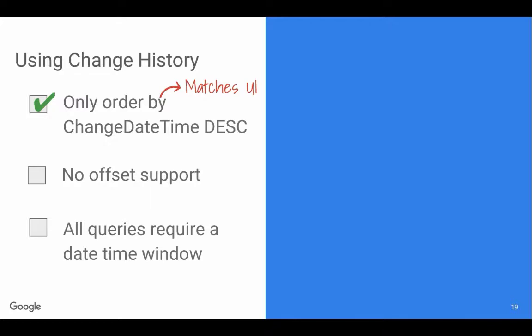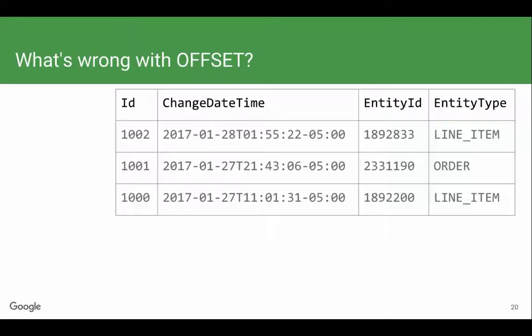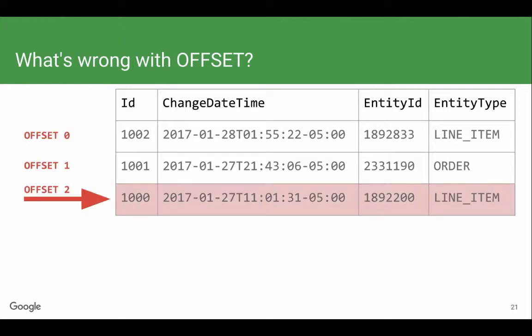How come we don't have the standard offset keyword and page that way? How come we have to use the ID as a continuation token? What's wrong with offset, in other words? Well, let's take a look at an example of what would happen if we used offset. So the offset meaning is the offset to sort of identify a pointer to a row. So say we did offset 2 and we point to row 1000 here.